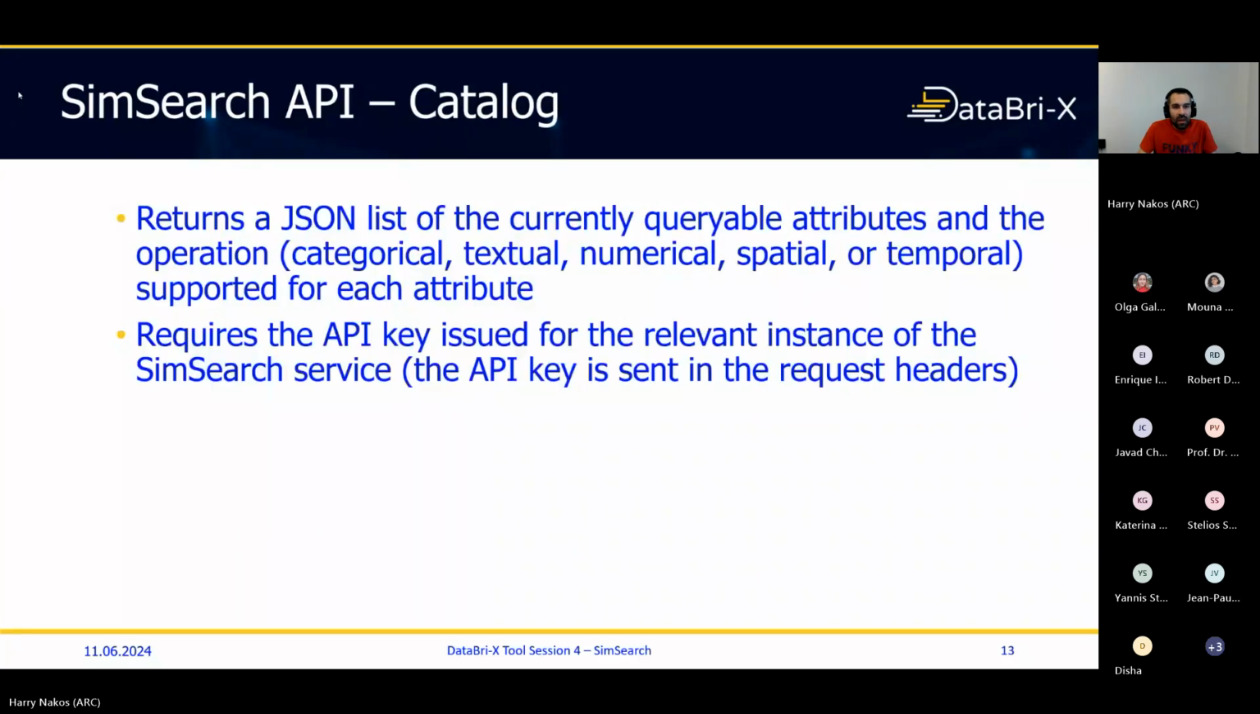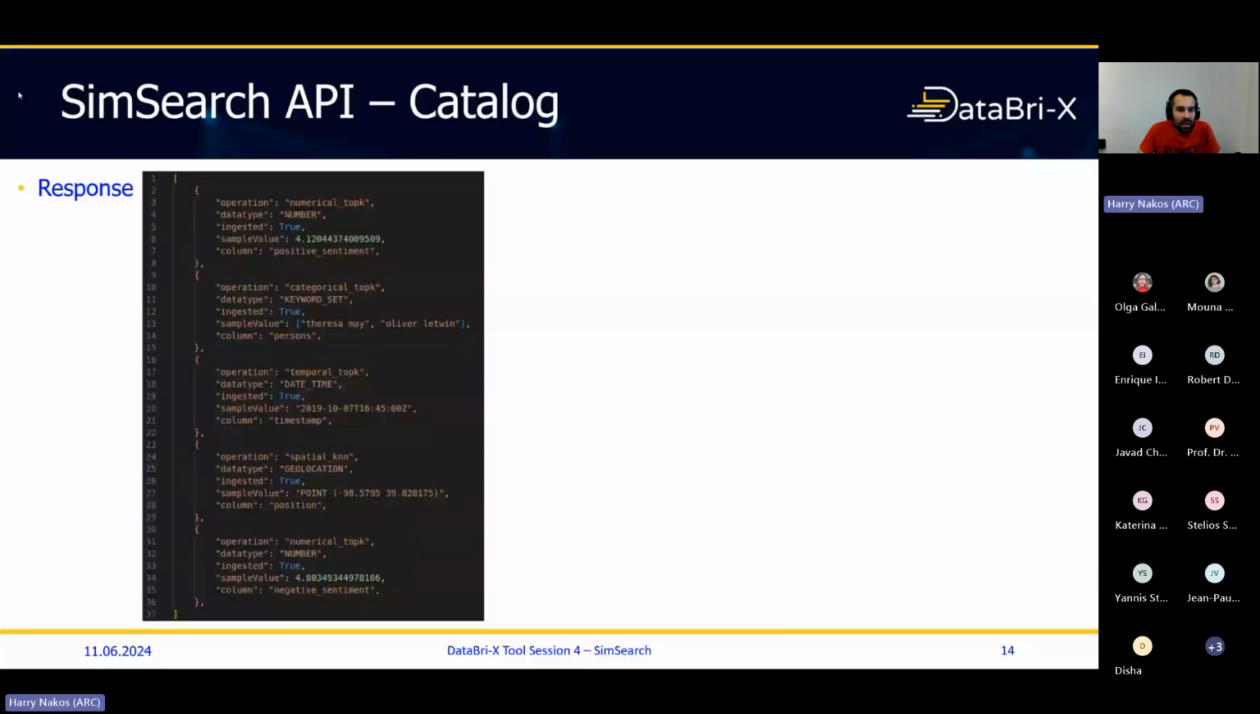The catalog API call will return a JSON list of all attributes that can be queried. This requires the API key that was issued in the first call, as we have mentioned a couple of times before. This is the response of the catalog call that presents the kind, numerical, categorical, temporal, spatial, and numerical again, for the respective columns. And we have some metadata as well as part of this query response.